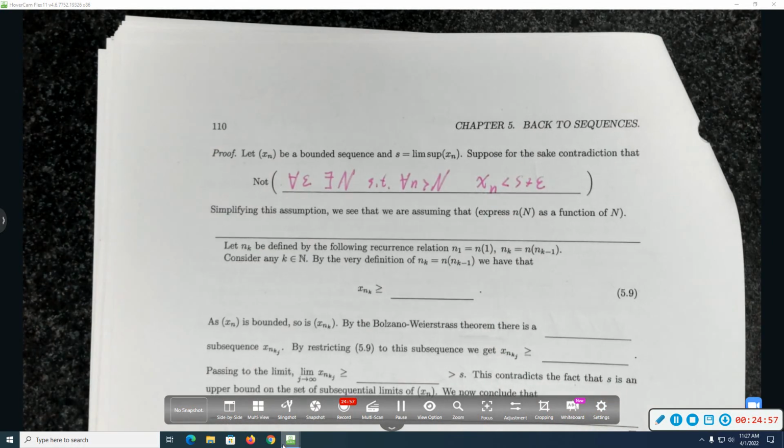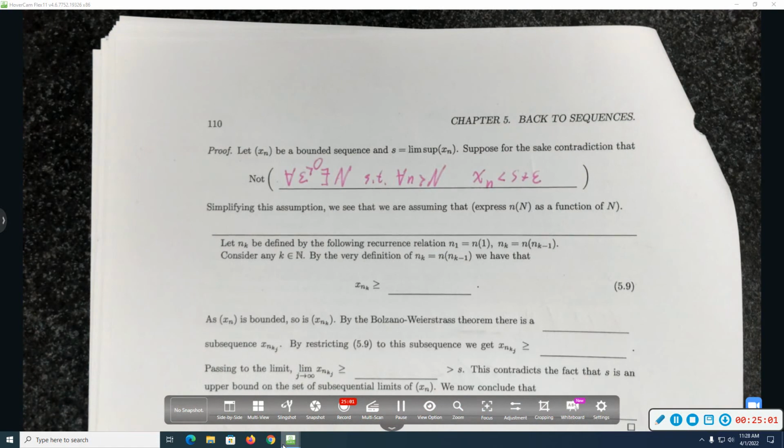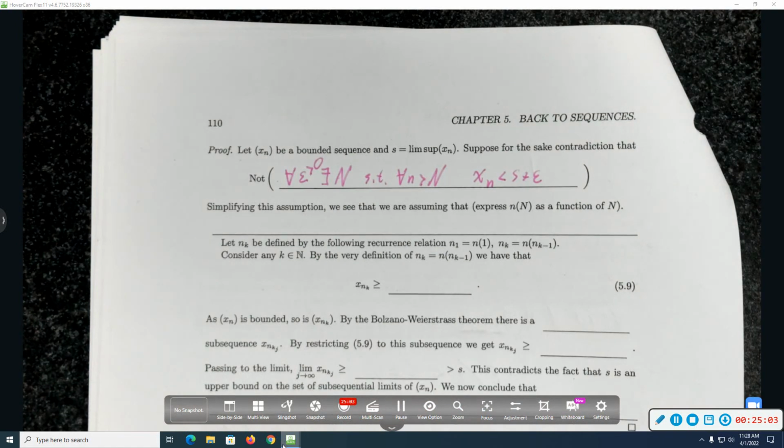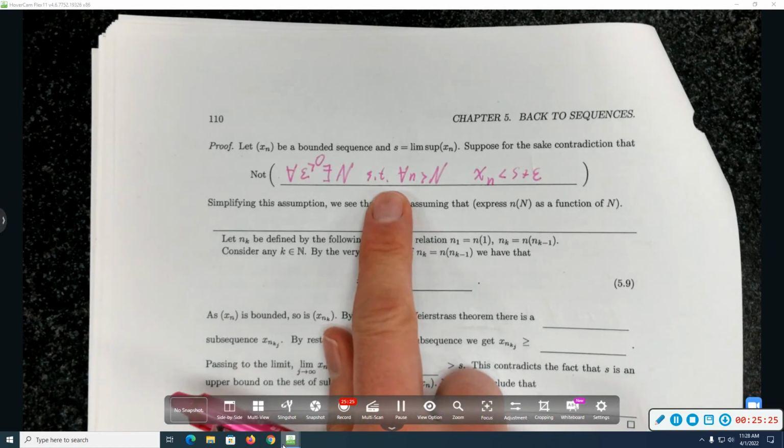Is it epsilon greater than 0? Yeah, it better be greater than 0, otherwise it's way too strong. Otherwise nothing would satisfy it, because you could take epsilon to be negative 25 trillion, and then the terms of the sequence would have to be super negative, which isn't what we want.